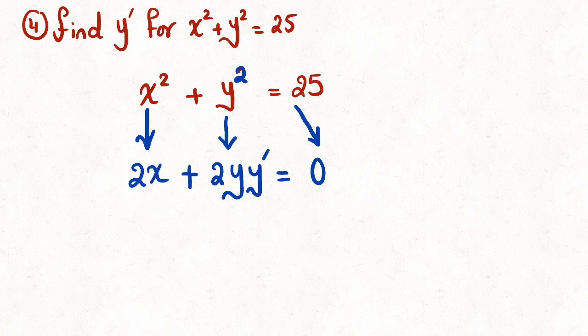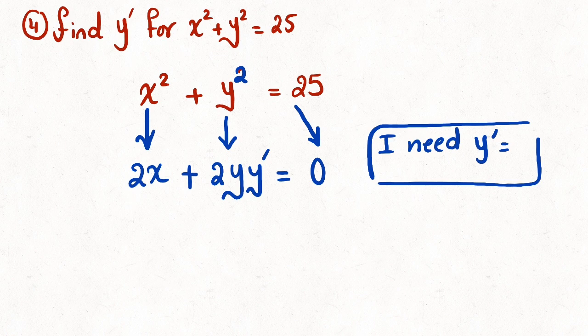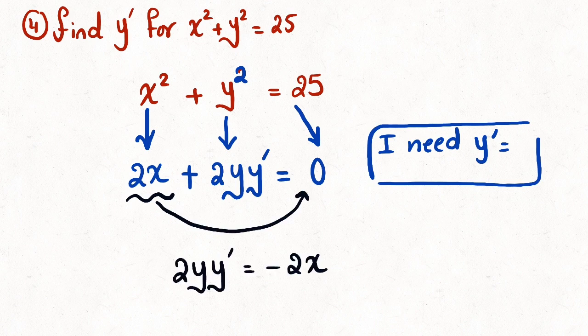Now, since I have y prime, in this case, I need to have y prime equal the rest. Thus, I need to isolate y prime. If I do the simplification, I will end up having y prime at the end equal negative x divided by y.